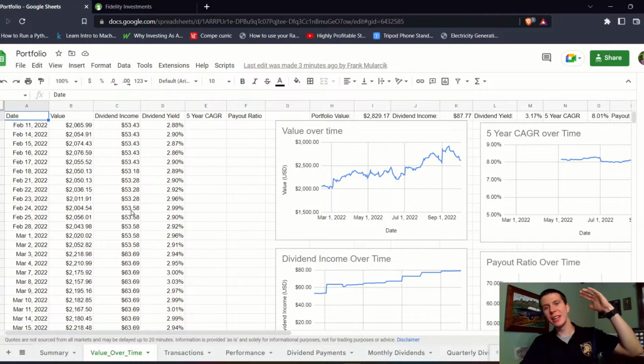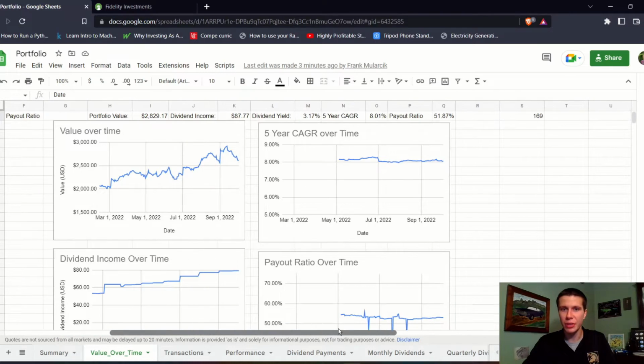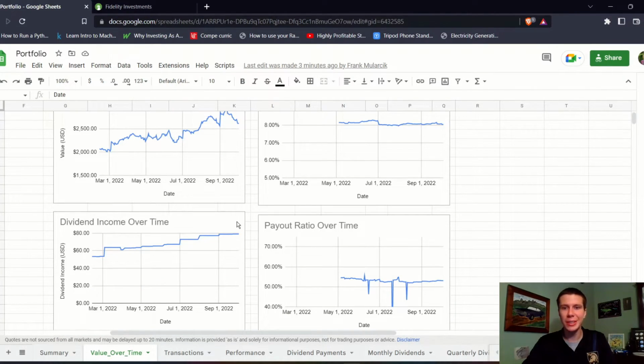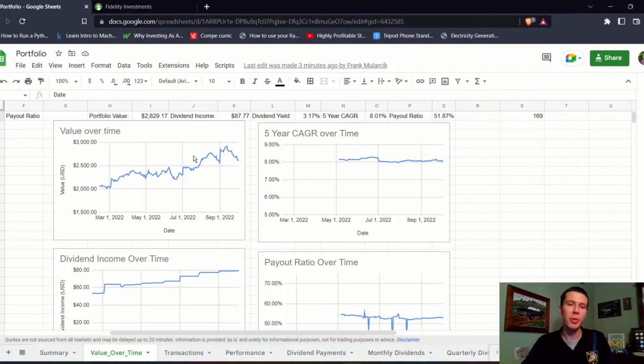Basically, every single day, there's a script that runs and records the value of my portfolio, the dividend income, the dividend yield, the dividend CAGR, and payout ratio. And then it kind of generates these charts over time to show us those trends. And we can see, generally dividend income has been going up. Portfolio value has been going up over time as we deposit money.